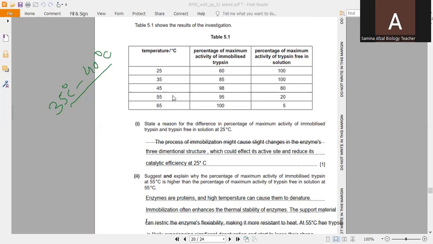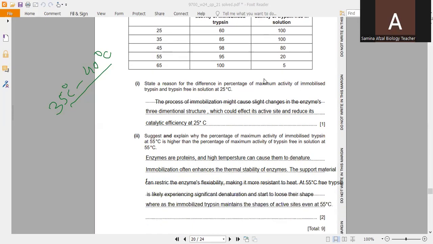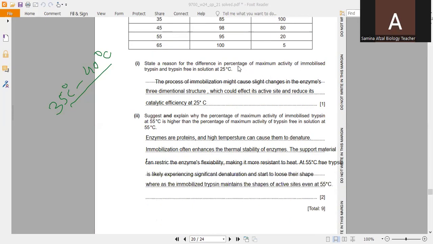Whereas at 55 degrees centigrade, the percentage of maximum activity of immobilized trypsin is 95%, and the percentage of maximum activity of free trypsin is 20%. So it means that the enzyme works best at its optimum temperature when it is free in solution. But when it is immobilized, its activity is increased, so its efficiency is increased. It is not denatured at high temperature.